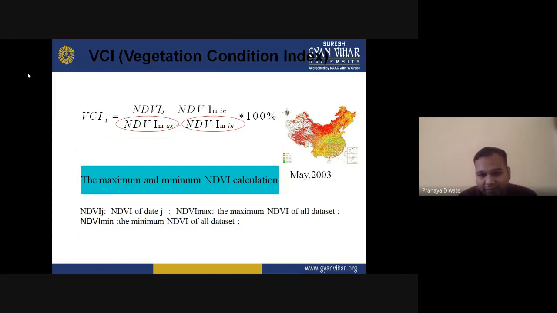It helps a lot in knowing the condition of that particular area in the context of vegetation. This is the formula used for the vegetation condition index: NDVI minus NDVI minimum, over the maximum and minimum NDVI calculated from all data sets. It is given in the upper side of your screen in this slide. You can use the raster calculator for the calculation of the vegetation condition index.